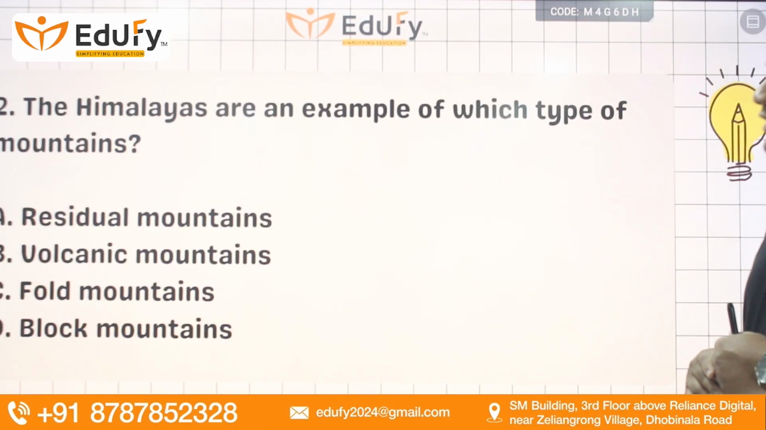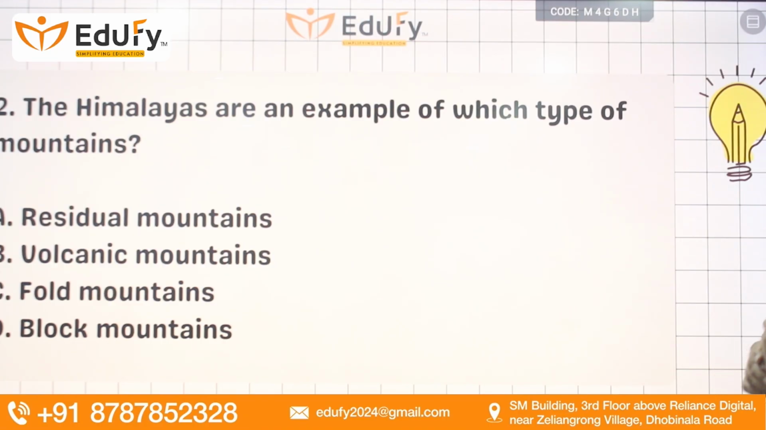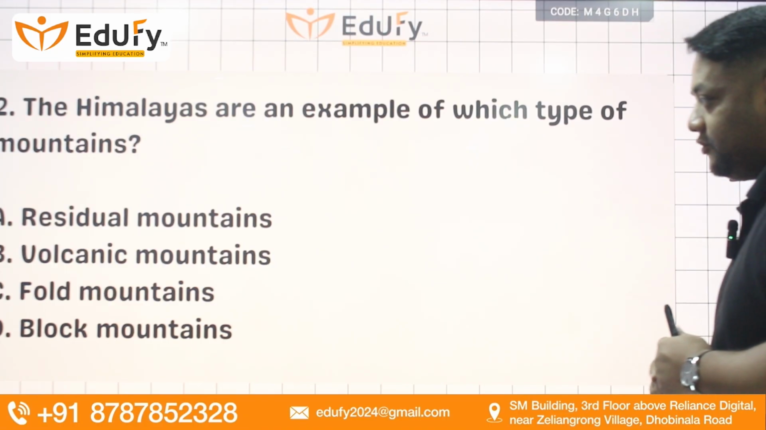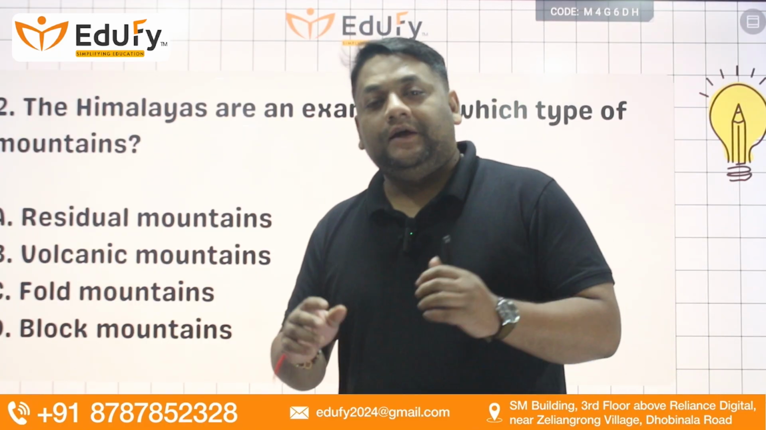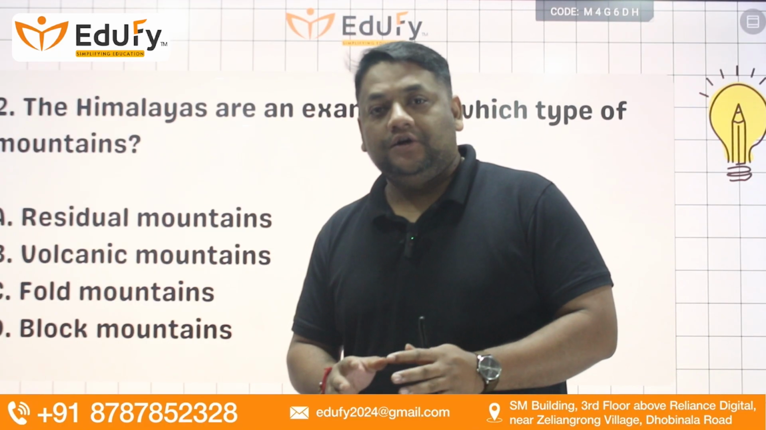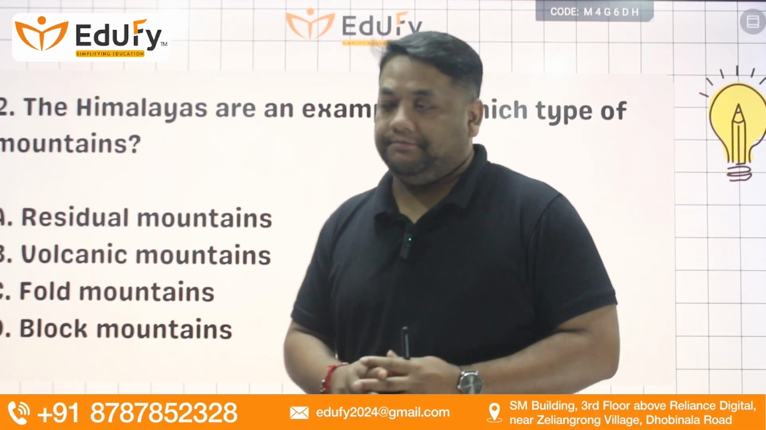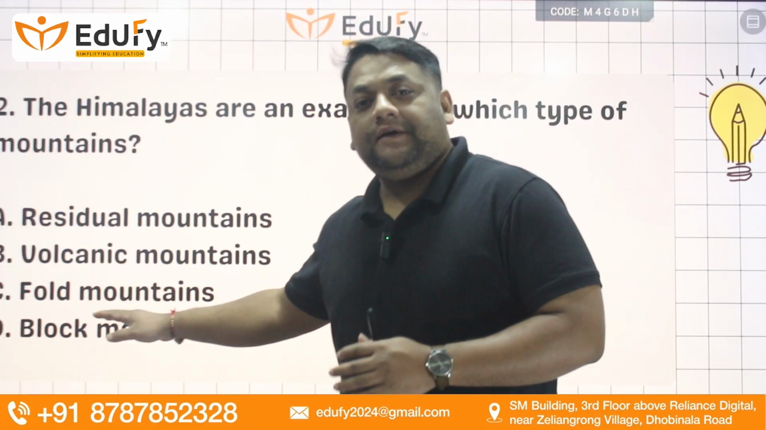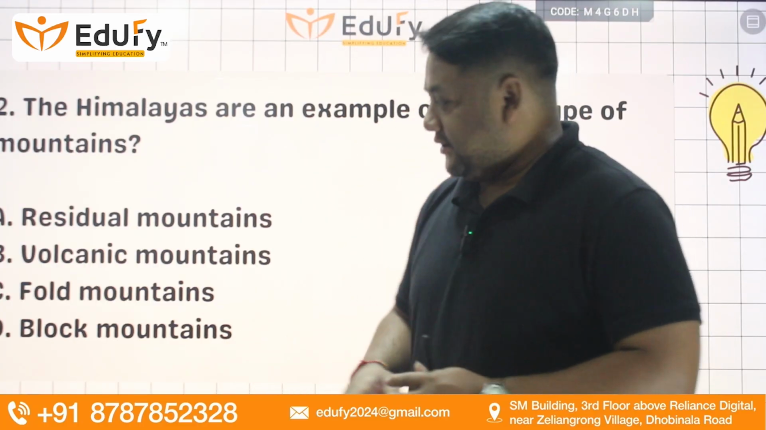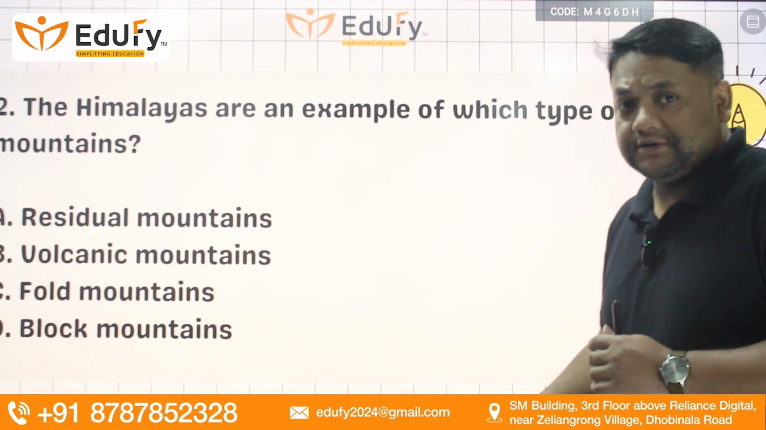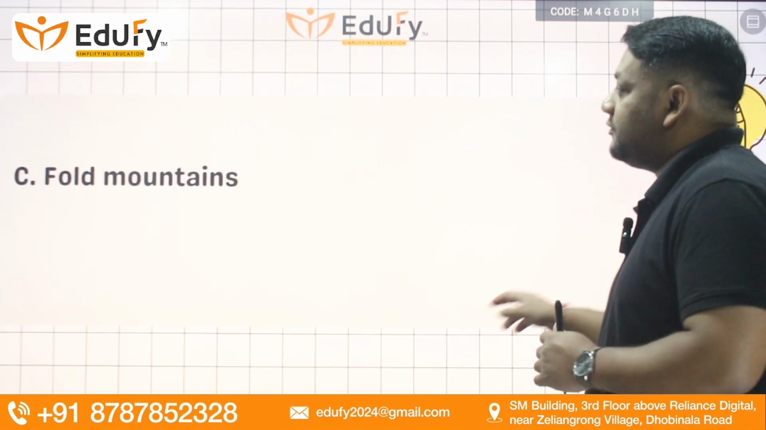Next question: the Himalayas are an example of which type of mountains? Residual mountain, volcanic mountain, fold mountains, block mountains. The Himalayas are the youngest fold mountains, because they have been formed by the collision of two continental plates and fold mountains were created. So C is the right answer.